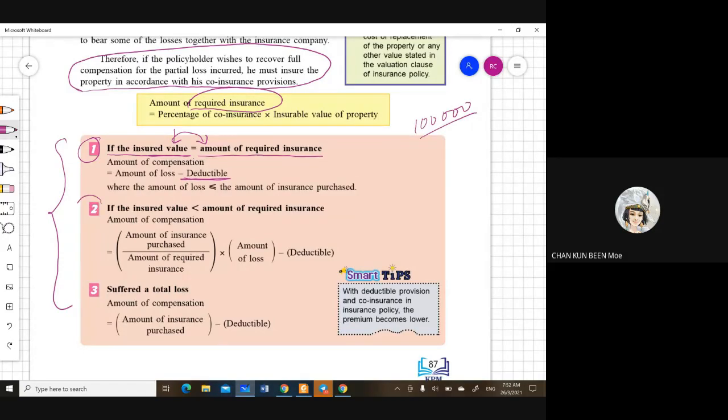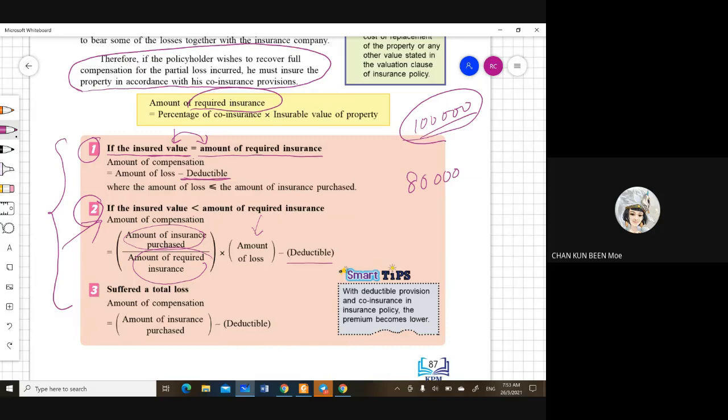Okay, and then the second one, meaning that your insured value is less than the amount of required insurance. The insurance company asks you to pay 100,000, but the sum of amount that you want to insure is only 80,000. So when it comes to compensation, it will be the amount of insurance purchased, which is your 80,000, over the required one, which is 100,000, and then you multiply by the amount of loss. It depends on how much amount of loss for your property, and then you minus the deductible.